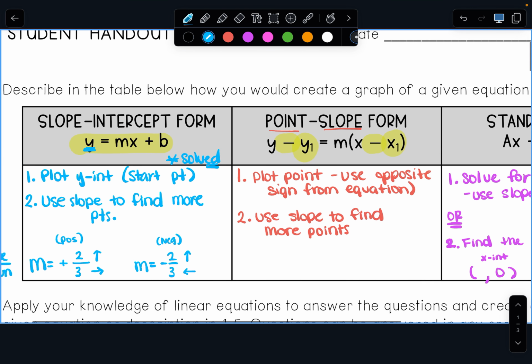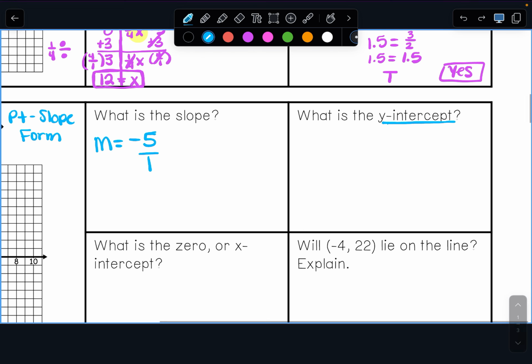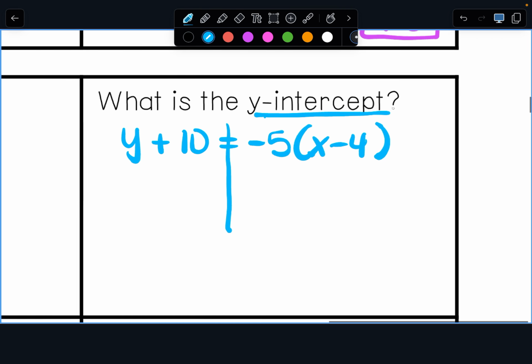The variable for the y-intercept is what? B. Do you see a B in point slope form? No. So what do we have to do? Solve for y, right? Correct. Solve for y. Now, when we're solving for y, what is our first step here? Parentheses. Distribute. And distribute means to multiply. So -5 times x, and -5 times -4? Not positive 20. Yes.